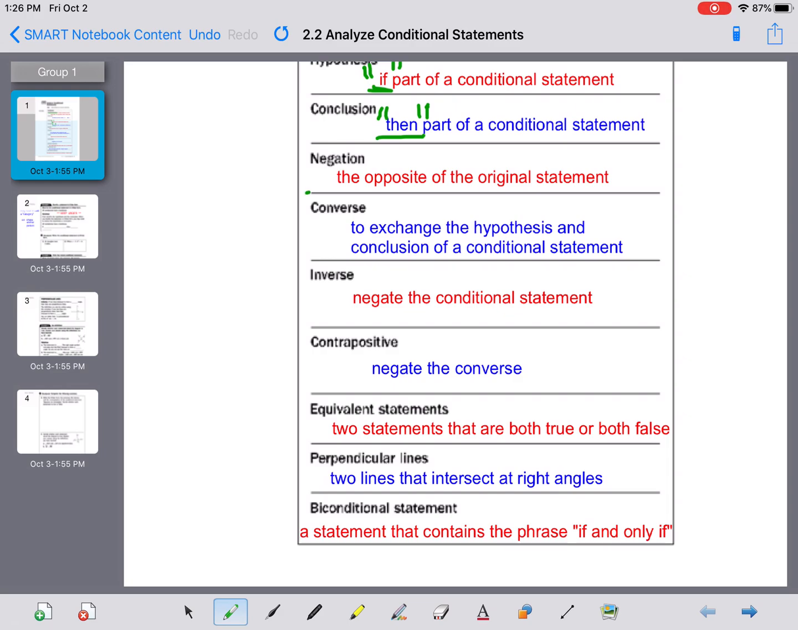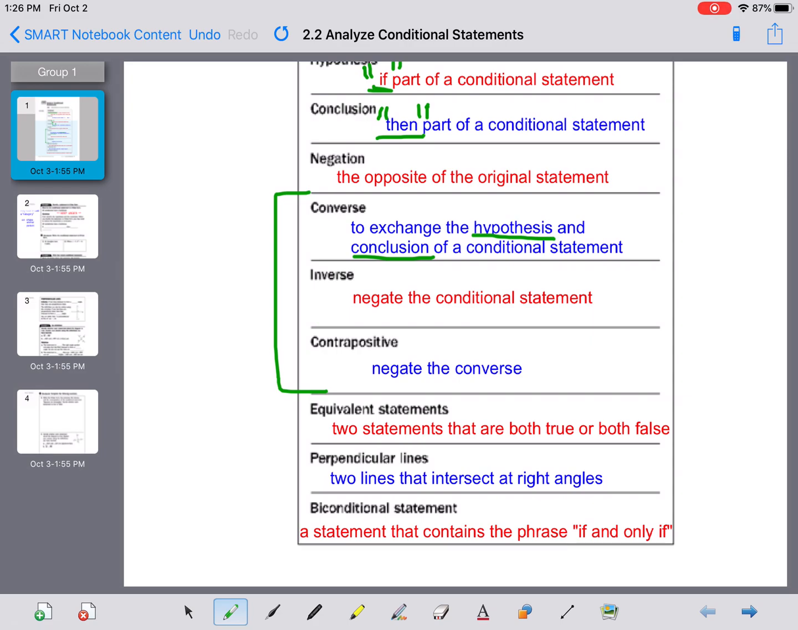Okay, these next three go back up with the conditional statement, the if-then. I started you out, if you clean your room, then you can go to the football game. These next three take that same statement and just move things around. The converse exchanges the information of the hypothesis and the conclusion. It does not flip the if or the then. If I started out and said, if you clean your room, then you can go to the football game, the converse flips it around and says, if you go to the football game, then you have to clean your room.